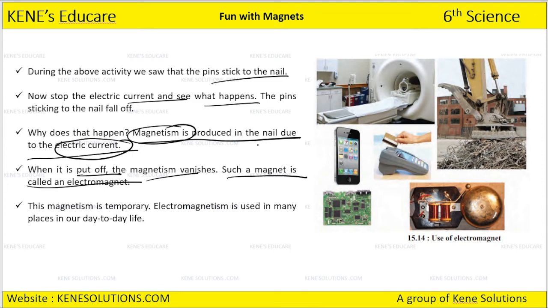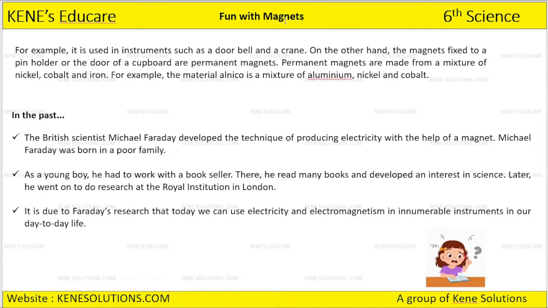Okay. तो जब भी आप करंट फ्लो करोगे वहां पे मैग्नेटिज्म फॉर्म होगा, and that phenomenon is known as electromagnetism, and उस मैग्नेट को हम बोलते हैं इलेक्ट्रोमैग्नेट. This magnetism is temporary and electromagnetism is used in many places in our day to day life. Day to day life में हम इसका यूज बहुत सारी जगह पे करते हैं. Now, for example, it is used in instruments such as a doorbell. Doorbell में हम use करते हैं.